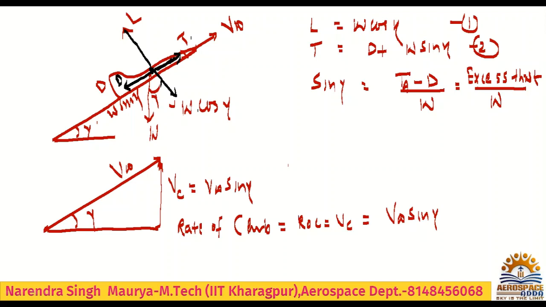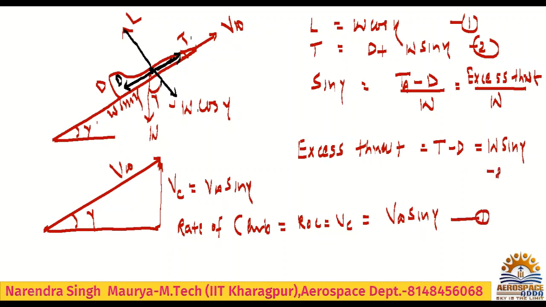So basically, if you want to calculate the excess thrust, it is nothing but T minus D, and it is nothing but W sin gamma. Yes or no? It is W sin gamma. Now we can calculate this value. So this is number one, and this is number two. First we'll calculate the rate of climb.